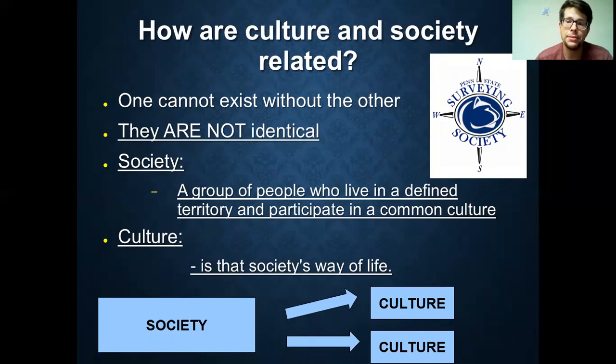You really can't have a society without culture unless you put some very strong restrictions on it, which is almost impossible. So these are going to be very closely related. Society does breed the culture, and you can't really have a society without the culture.